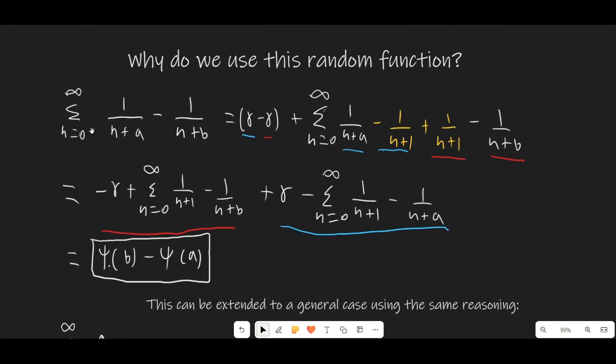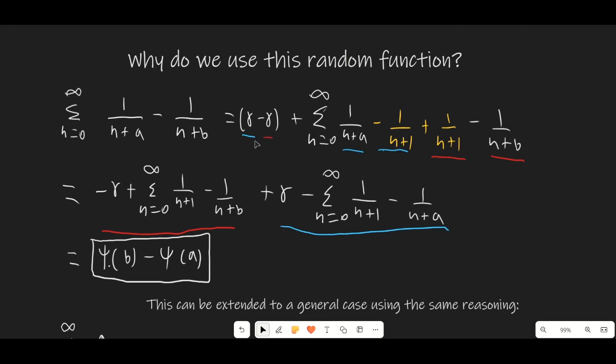So if we have this summation from n equals 0 to infinity of 1 over n plus a minus 1 over n plus b, what we're going to do is add and subtract gamma in the front. Technically we don't really need to do this because we could use an alternate definition of the digamma function without gamma, but I find it easier to use the digamma function directly since it's such a nice and useful function. Next, on the inside here, we're going to add and subtract 1 over n plus 1 right here.